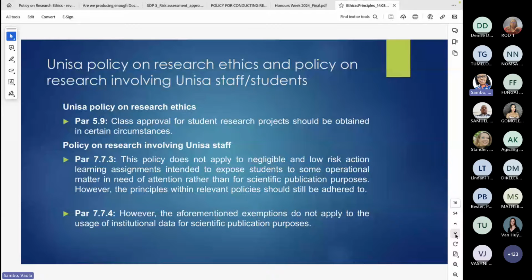However, that is paragraph 7.7.4. However, the aforementioned exemptions do not apply to the usage of institutional data for scientific publication purposes. So the minute you're going to use data for scientific publication purposes, you have to have ethics clearance as well as gatekeeper permission. Very important, very critical. Again, you cannot start your research and then come back later and apply for ethics clearance. All that has to be done before you embark on your research project. Very critical.